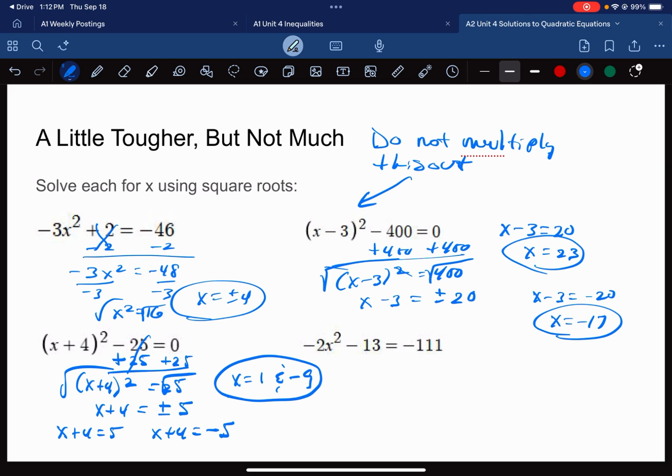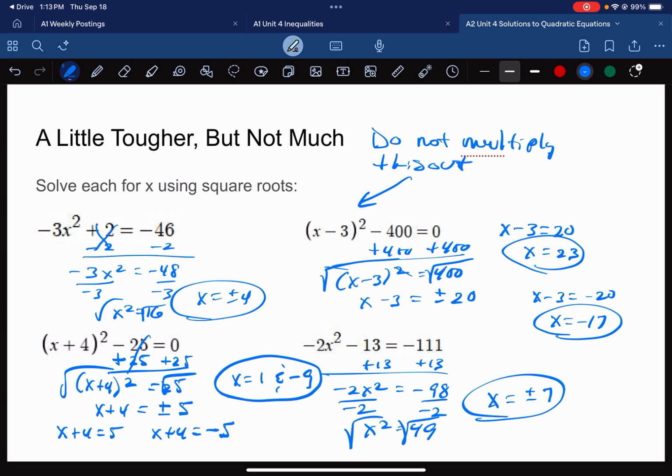Okay? This one here, I'm going to add 13. Get negative 2x squared equals negative 111. So we get negative 98. And then divide by negative 2, and we get x squared equals 49. And then square root. This does give a positive negative answer. Okay?